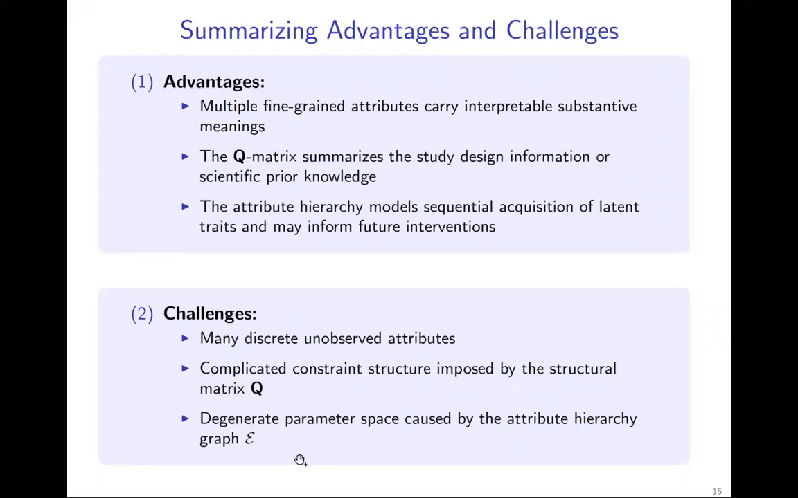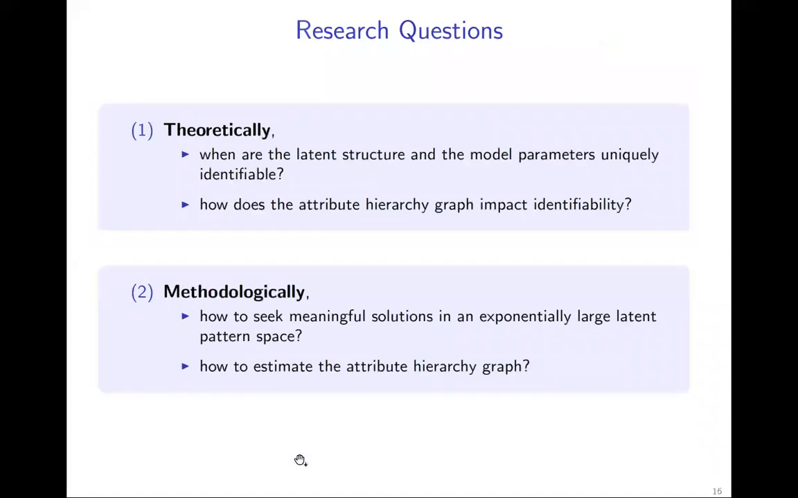graph also pose challenges. So the research questions I want to investigate include the theoretical identifiability issue. That is, when are the latent structure and model parameters uniquely recoverable, under hierarchy or without hierarchy? And the methodology question is, how should we seek the meaningful solutions of attribute hierarchy in a potentially large latent pattern space? The focus of the talk will mainly be about the theoretical identifiability issue.